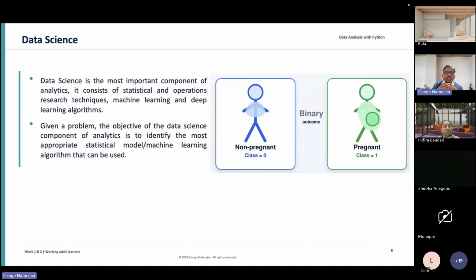So what the data analyst is doing is, when he is given a problem, he will identify the right statistical model or the machine learning model to develop the particular data model. Coming to this, I will explain again: what is a statistical model? What is a statistical test? Or what is a machine learning model?